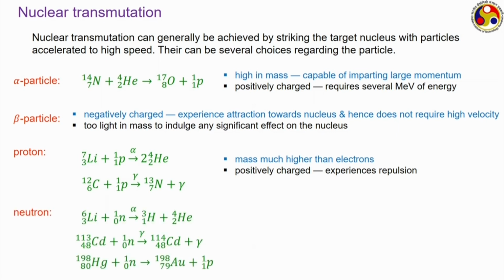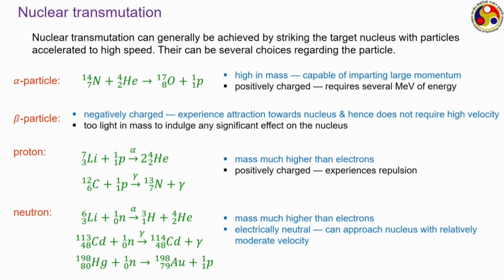And there neutron comes into the picture. Neutron has several advantages. Firstly, its mass is quite similar to proton, in fact slightly larger than proton, and therefore it can definitely impart a good amount of momentum, and it is also electrically neutral. Therefore, we do not need to provide as much energy as a proton requires, rather with a much more moderate energy level or with a much more moderate velocity, it can approach a nucleus.